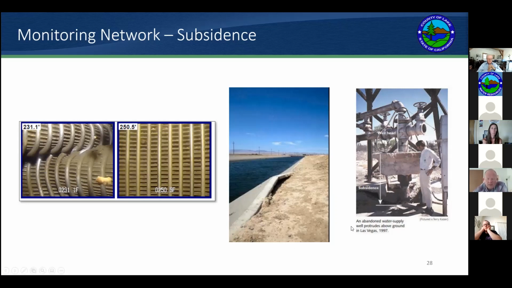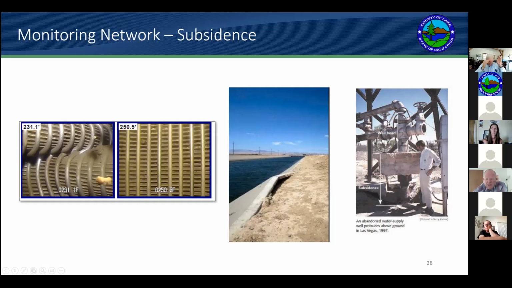The photo in the middle is just an effect from subsidence on the aqueduct. Essentially what's happened, this is mostly in the San Joaquin Valley, you're removing groundwater, you're inducing subsidence, and then that's propagating up to the surface where you're starting to see collapses along the aqueduct.